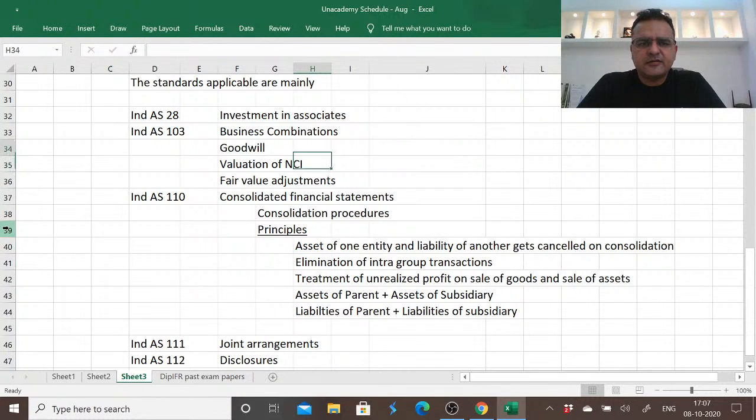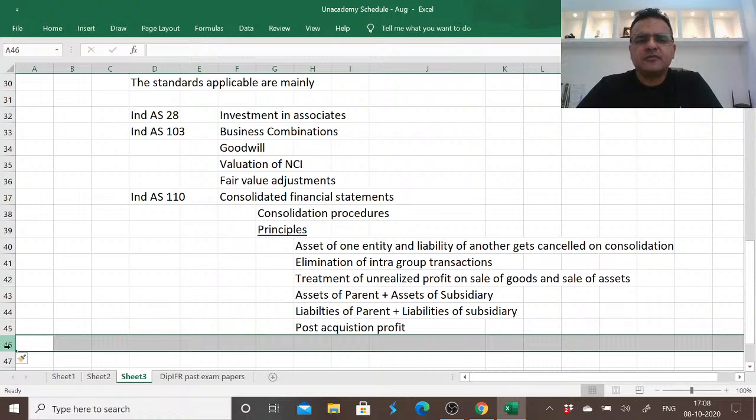So goodwill is on the debit side, which is present in the consolidated balance sheet because it helps in using this principle, asset of one entity and liability of another gets cancelled on consolidation. This goodwill is present in the consolidated balance sheet because it replaces investment in subsidiary, and on the credit side it replaces the net assets which were acquired on the date of acquisition. So we include only post acquisition profits. So the net assets changes.